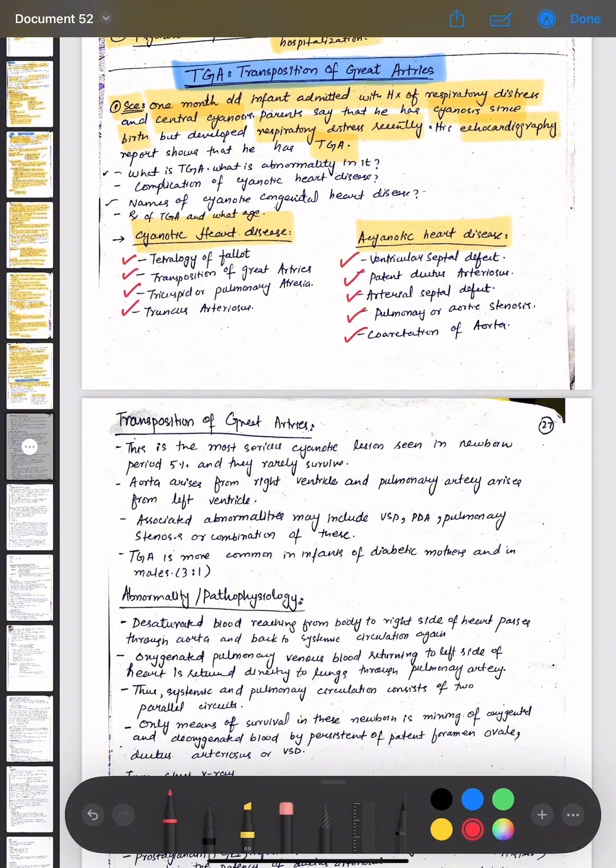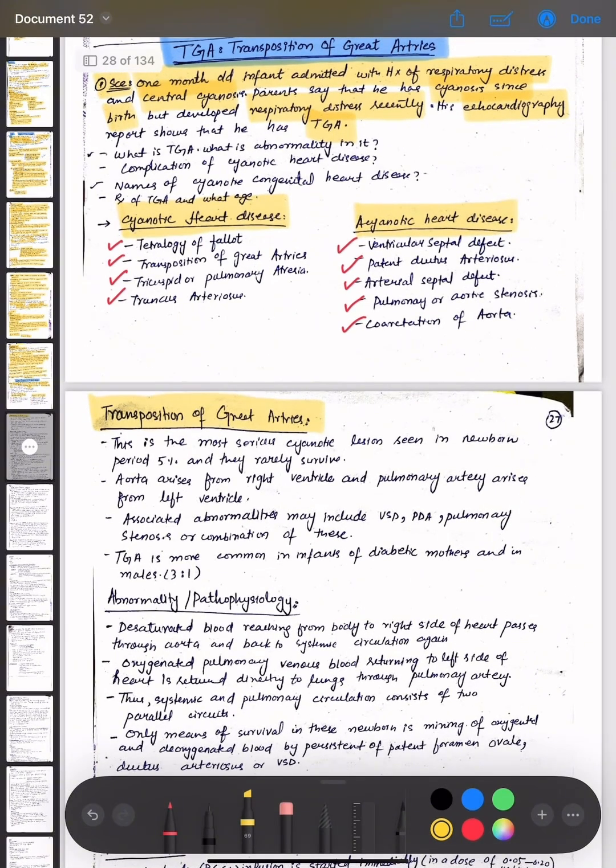Now coming towards the transposition of great arteries, which is our main topic. This is the most serious cyanotic lesion seen in the newborn period, about 5%, and they rarely survive. Okay, the transposition of great arteries is a disease of the cardiovascular system which is present by birth, and later it presents with respiratory distress. So this is the most serious cyanotic lesion seen in the newborn period.